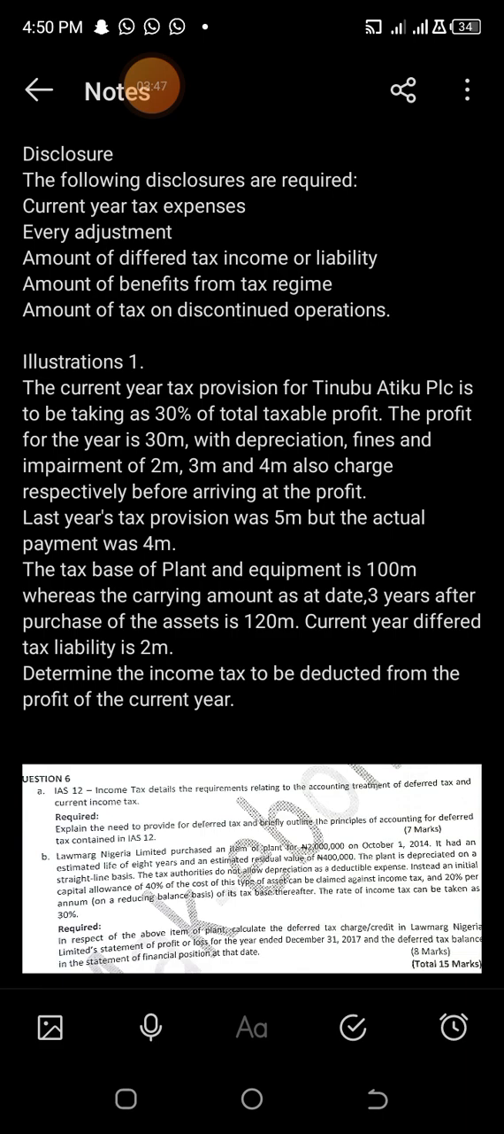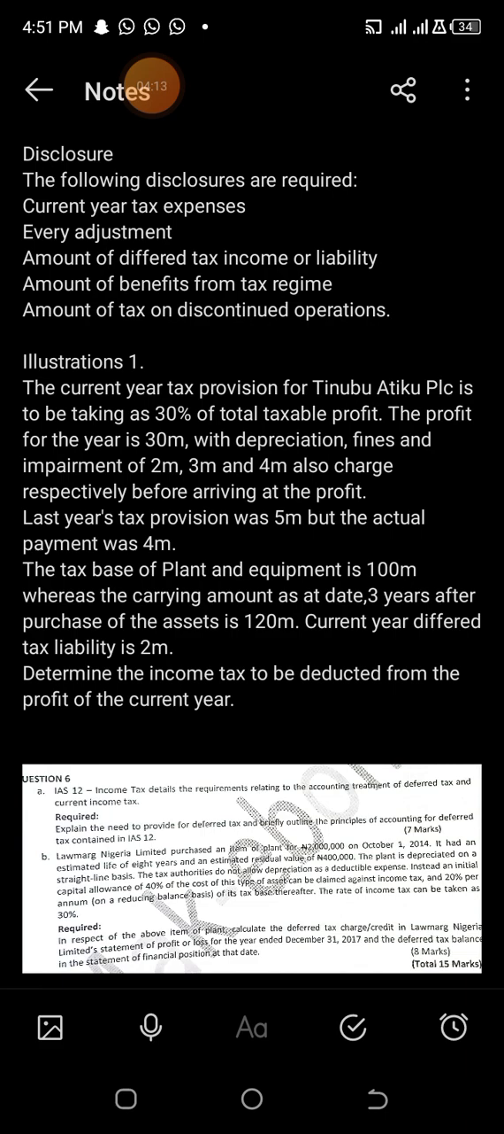Last year's tax provision was 5 million, but the actual payment was 4 million. The tax base of plant and equipment is 100 million, whereas the carrying amount as at date, 3 years after purchase of the asset, is 120 million. Current year deferred tax liability is 2 million. Therefore, determine the income tax to be deducted from the profit of the current year.